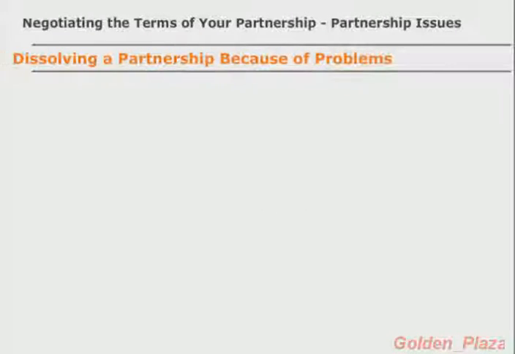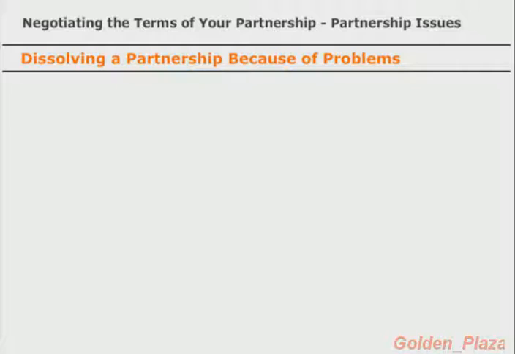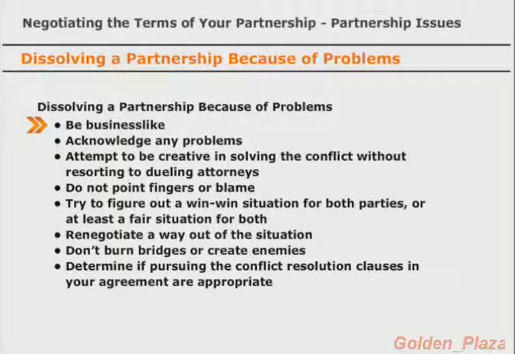If you need to dissolve a partnership because of irreconcilable differences or because of an incomplete venture, remember these 8 points. Be businesslike. Acknowledge any problems. Attempt to be creative in solving the conflict without resorting to dueling attorneys. Do not point fingers or blame. Try to figure out a win-win situation for both parties, or at least a fair situation for both. Renegotiate a way out of the situation. Don't burn bridges or create enemies. Determine if pursuing the conflict resolution clauses in your agreement are appropriate.